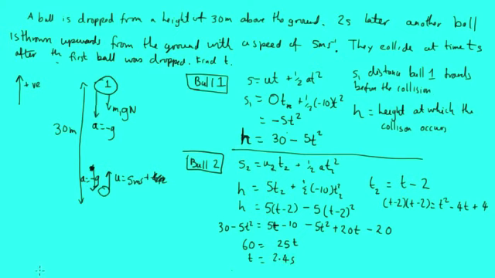Now we can use this to find the height of the collision. So we're just going to take h equals 30 minus 5t squared, substitute for the time that we've got here, calculate it out, and you'll find it's 1.2 meters is when the collision takes place.